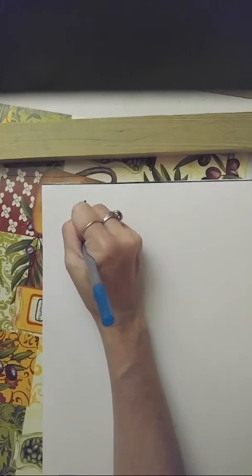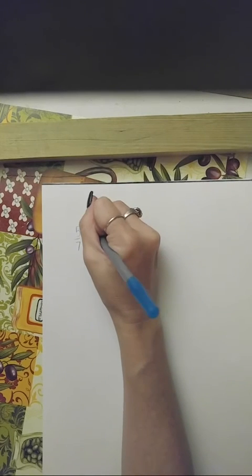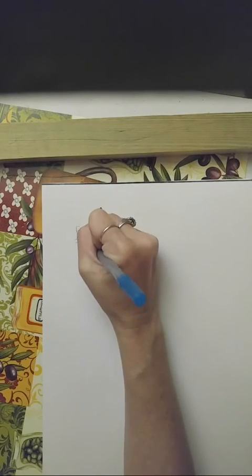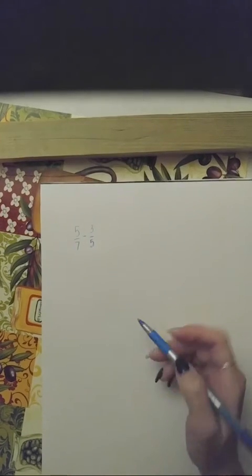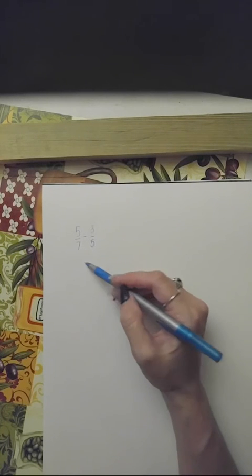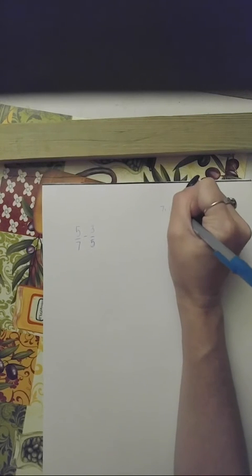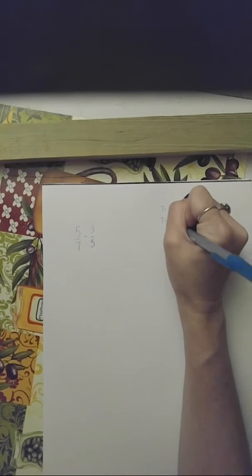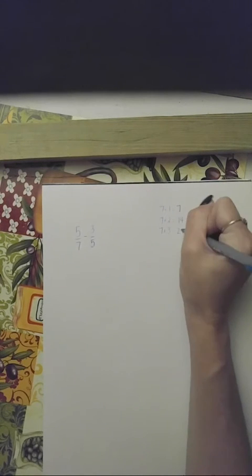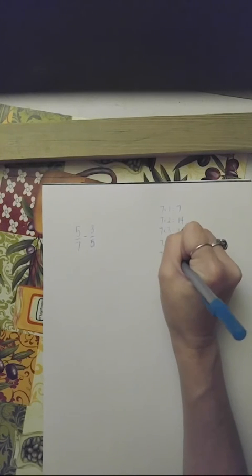Let's do 5/7 minus 3/5. So when I'm looking at these particular numbers, I'm looking for a common multiple among 5s and 7s. So 7 times 1 is 7. 7 times 2 is 14. 7 times 3 is 21. 7 times 4 is 28. 7 times 5 is 35.